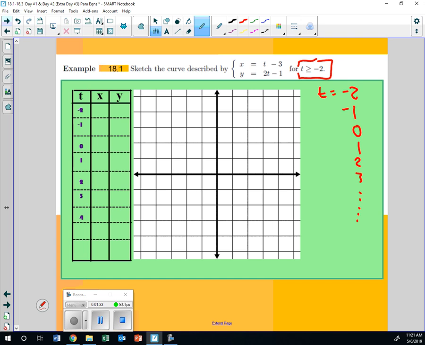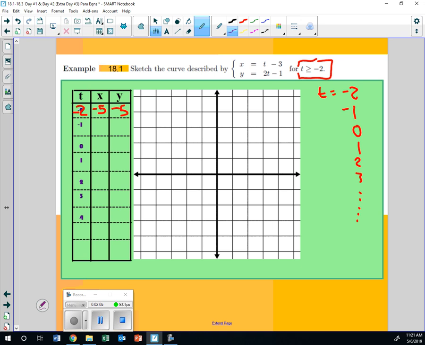Now, if I know T is -2, what's -2 minus 3? Negative what? -5, yeah. And then I can put the T here, -2. 2 times -2 is -4 minus 1. Y is -5 as well. So even though T is -2, you can get both the X and the Y. You're controlling X and Y with one variable, T.